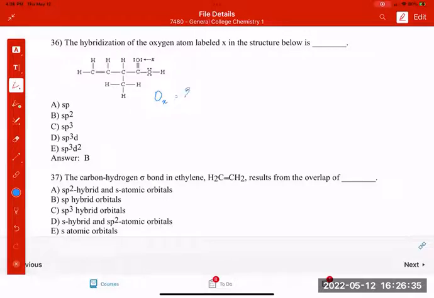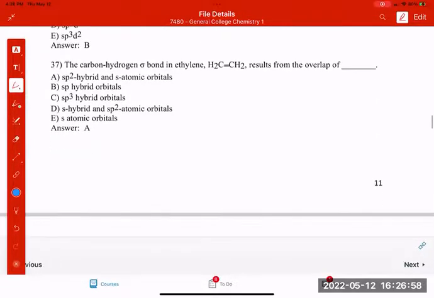Oxygen has 2 lone pairs, right? And it has 1 double bond. So it comes out to be 3 electron groups, and these 3 electron groups always relate to sp2. Okay? Now, the carbon-hydrogen sigma bond in ethylene results from the overlap of what? So here, yes, this is the sigma bond and the top one is the pi bond, right?